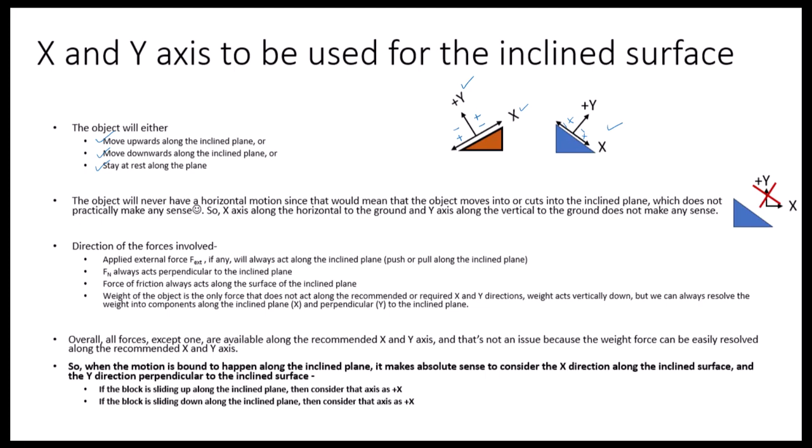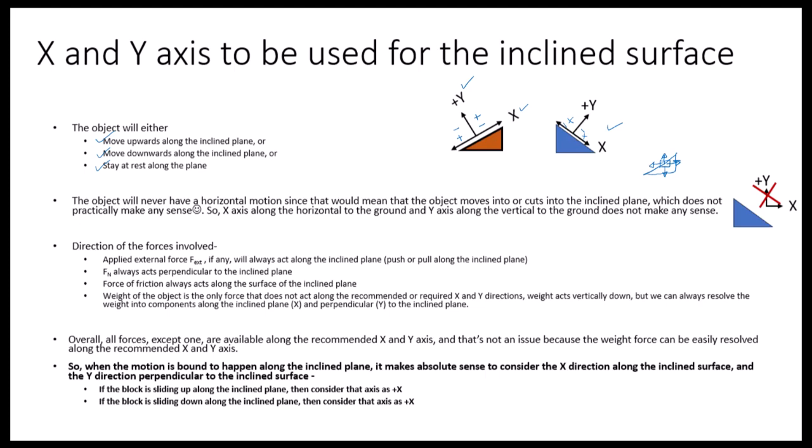And the object will never have a horizontal motion. What I mean by horizontal motion is that there is never a scenario possible that you have the object moving like this. That is simply not possible. The object will not move left or right. That means it will not move horizontally left or right. And also, the object will not move in this vertical direction, up or down. So this is ruled out. The object will move only either along the inclined surface up or along the inclined surface down.